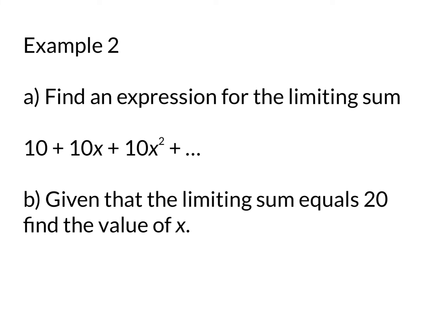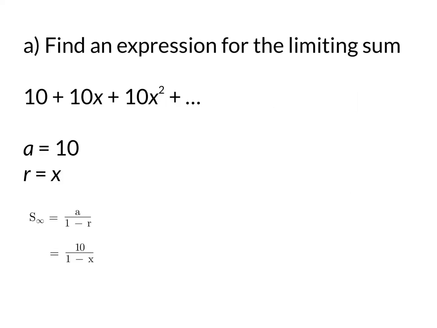For our second example, we're going to find an expression for the limiting sum. So 10 plus 10x plus 10x squared. Then secondly, we're told that the limiting sum equals 20, and hence we're going to solve an equation to find the value of x. For the first part, find an expression for that limiting sum, 10 plus 10x plus 10x squared. The first term is 10, the ratio is x, giving us a sum to infinity of 10 over 1 minus x.